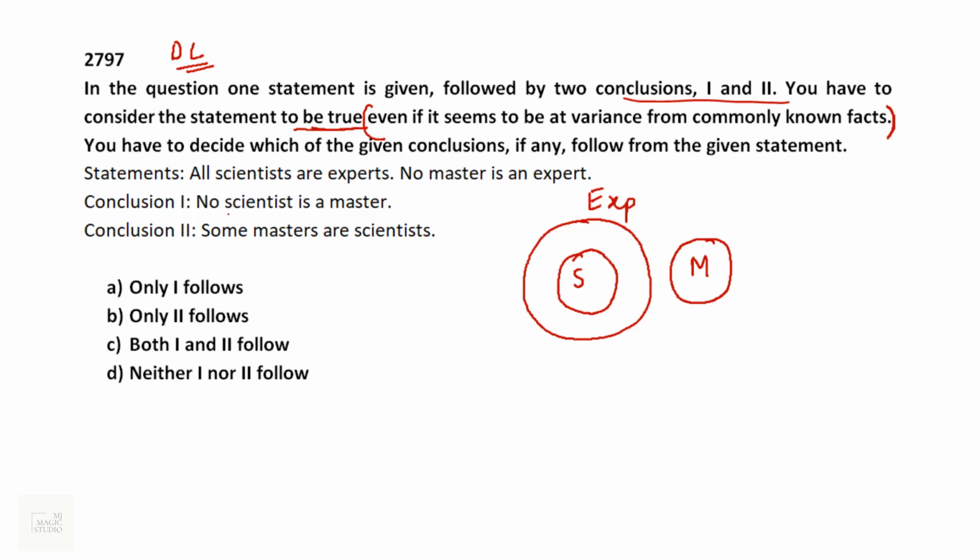Now conclusion 1 says no scientist is a master. We can say that S and M are far away from each other. There is nothing common between S and M. No scientist is a master. Conclusion 2: some masters are scientists. Master and scientist are away from each other. How can some master be a scientist? Where all scientists are experts and no master is an expert, then some master cannot be a scientist. That means only conclusion 1 follows, and that is in option A.